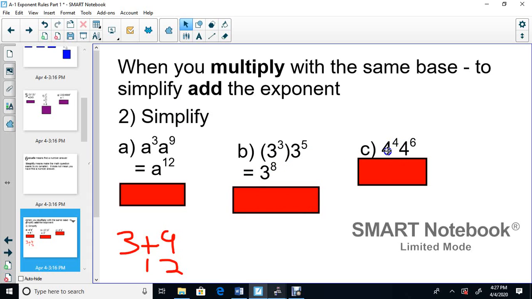On the next one, they're both the same bases. 4 plus 6, you just add the top. 4 plus 6 is 10. And there you go, 4 to the power of 10.